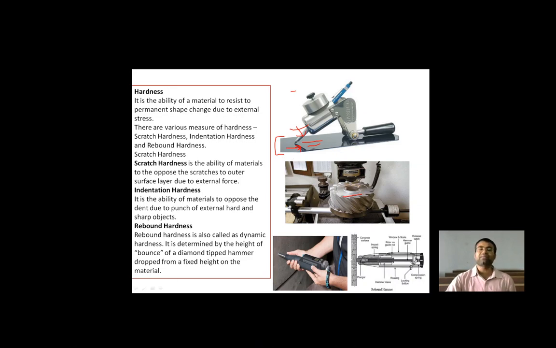And in a similar way, the second, scratch hardness is the ability of a material to oppose scratches on the outer surface layer due to external force. What is happening over here?